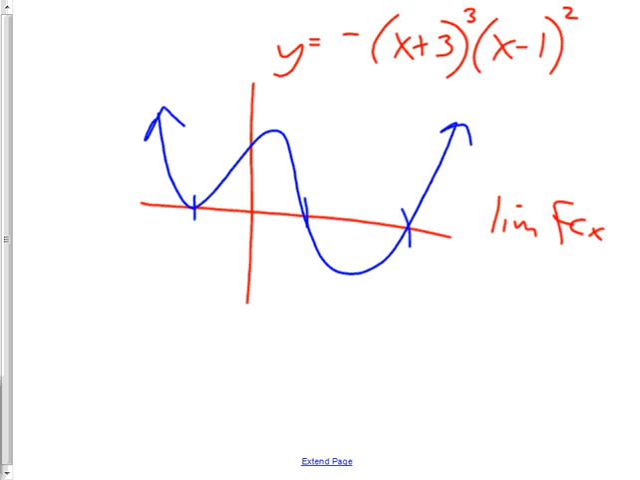Limit of the function as x approaches infinity would be infinity if the picture looks like this. Because x approaches infinity is the right side. That's this one, and it's going towards infinity. Okay, that would be the right end limit.